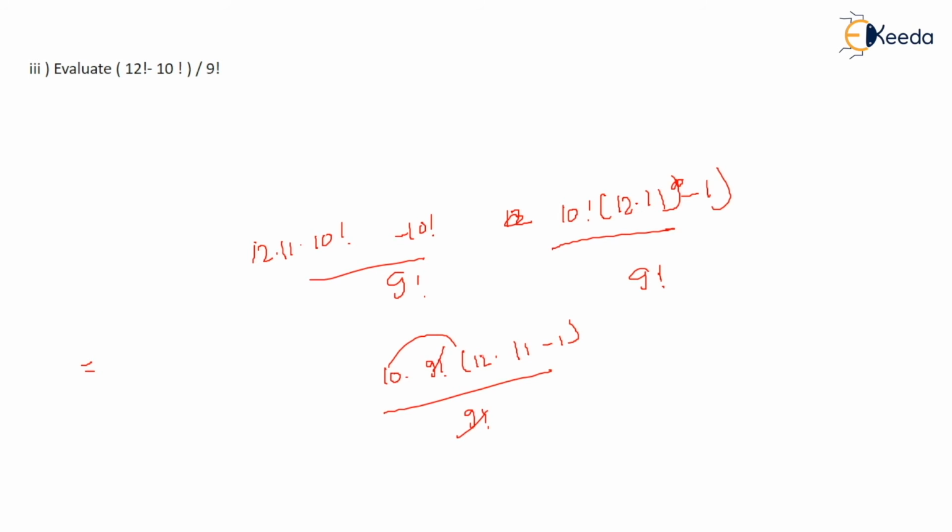First we have to solve the bracket because of the BODMAS rule. Okay, so bracket first we need to solve. So 12 into 11 is what? 12 into 11 you do, it comes out to 132. 132 minus 1, that is 131. 131 into 10, that is 1310. So this is the value of it. Okay, 1310. This is how you need to solve the answers.